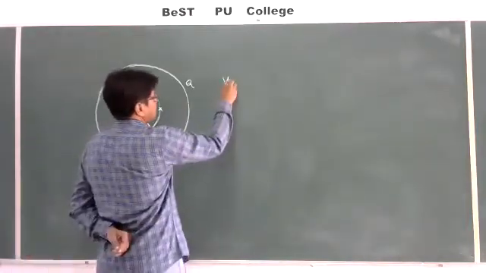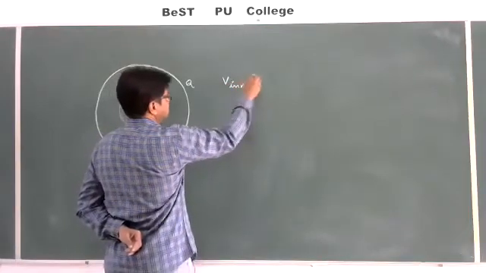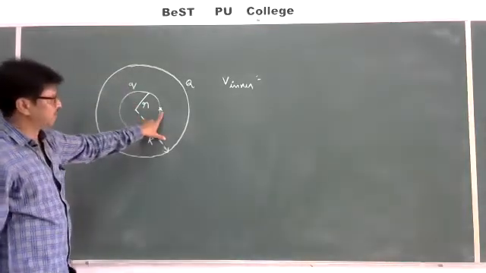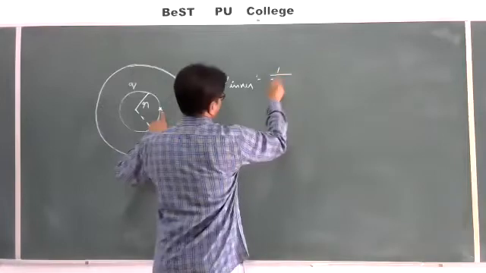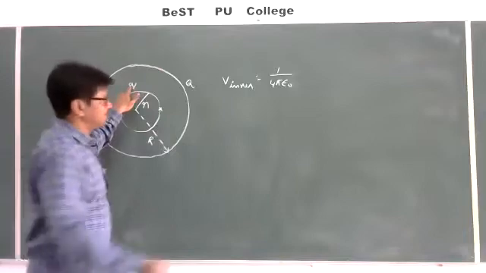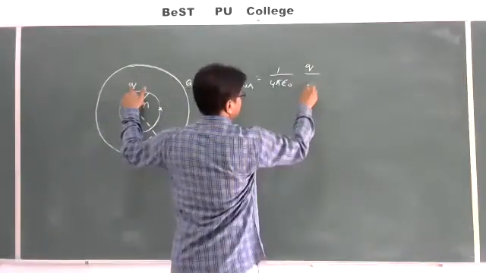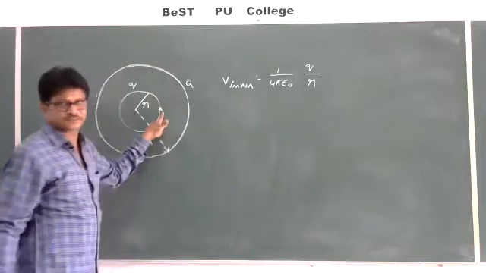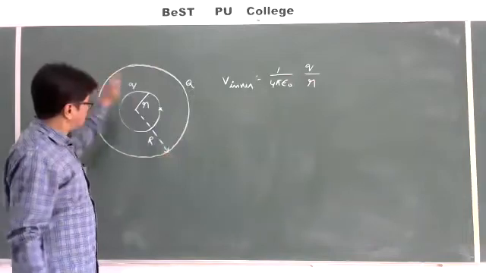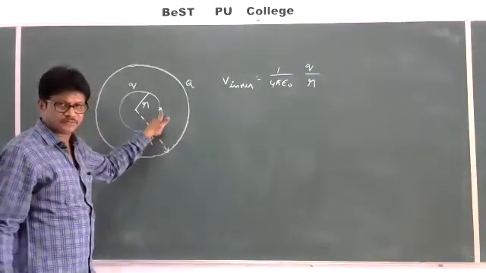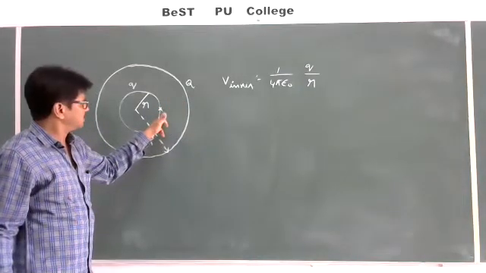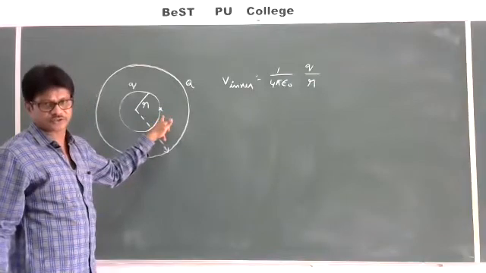Now the potential of the inner sphere is equal to, because of this charge, one potential. What is that potential? 1 by 4 pi epsilon naught, q by small r, on its surface. Because of this outer sphere, one more potential will also be there. But this point is inside that. What will be the potential here? Same as that on the surface.